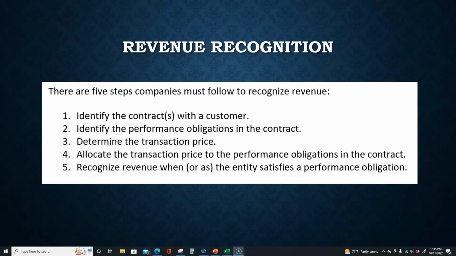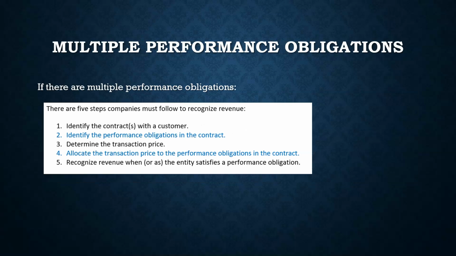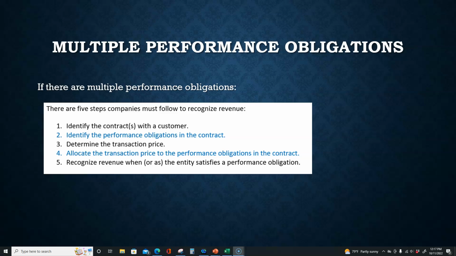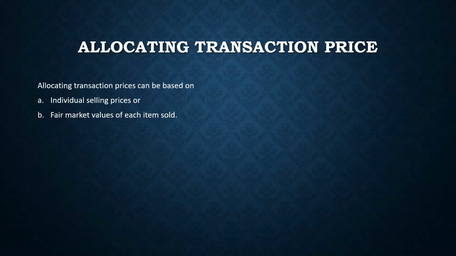In this video, we're going to be looking at an example for step 4 of revenue recognition. You now know that there are 5 steps companies must follow to recognize revenue. If a contract has multiple performance obligations, we need to allocate the transaction price to the different performance obligations in the contract. How do you allocate the transaction price?